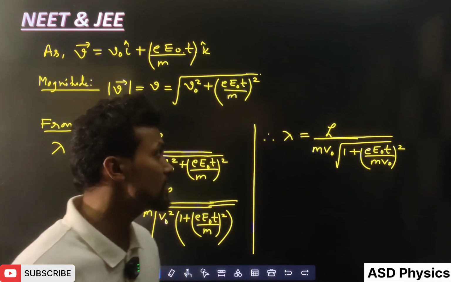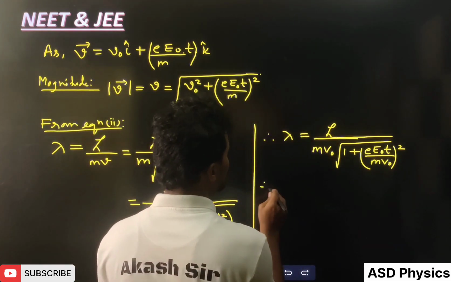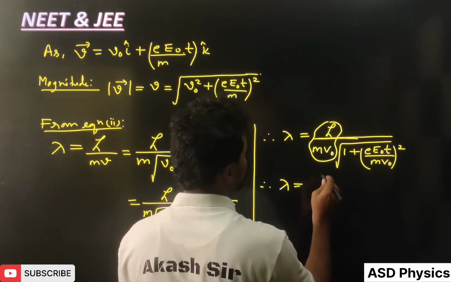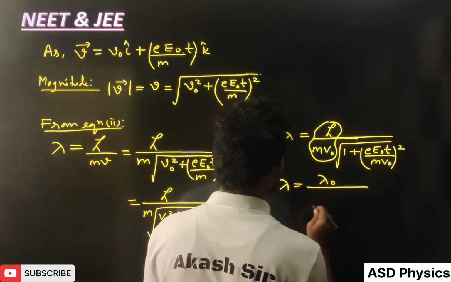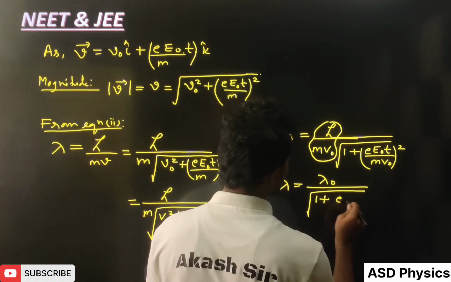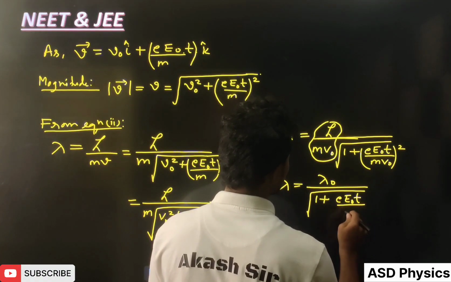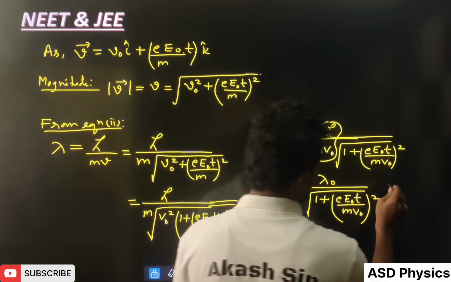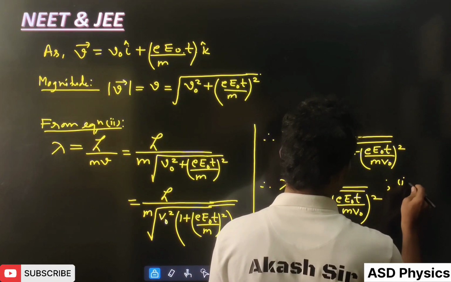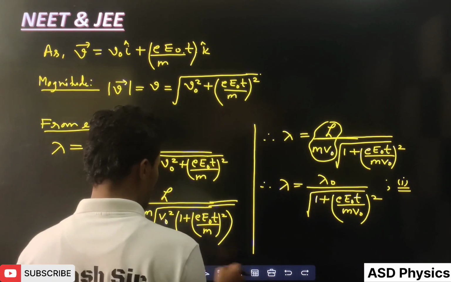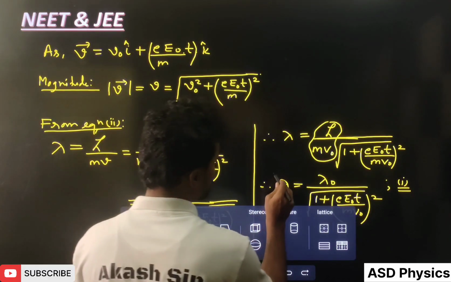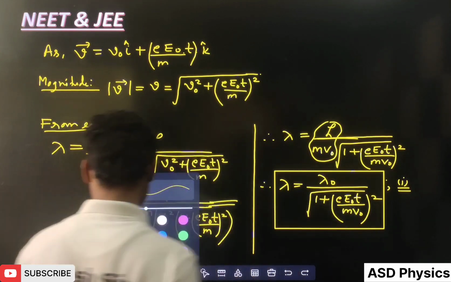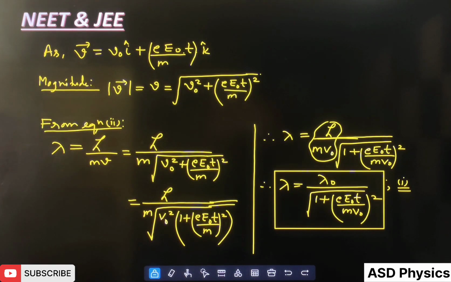Can you see very well? And what is h by m v naught? I am talking about this thing here. So this will become lambda naught by square root of 1 plus E naught t by m v naught square, okay. And this one I have written from equation 1. So let me put it in a box. This thing we have got here. Can you see very well?